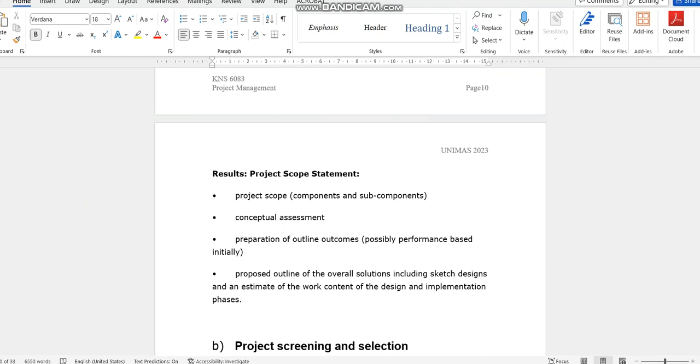Okay, we will pick up from here on project screening and selection. Remember when we say that the project scope statement is talking about the project scope, which is the components and the subcomponents. It's like, what is this project all about? And then what are the components in the project? What are the subcomponents in the project? Or what are the components of the product? What are the subcomponents of the product?